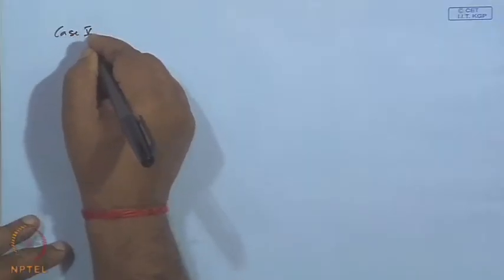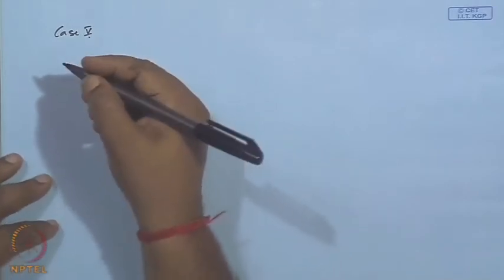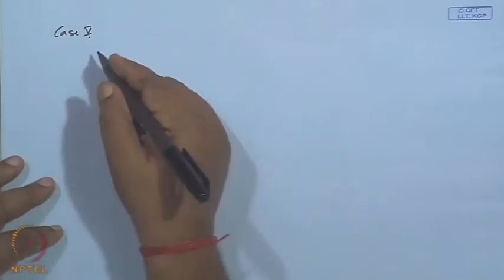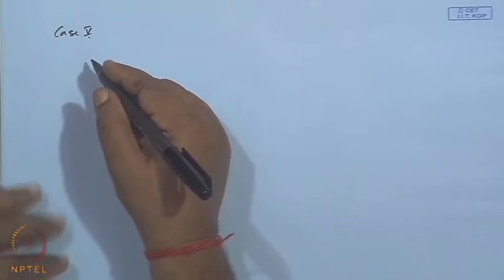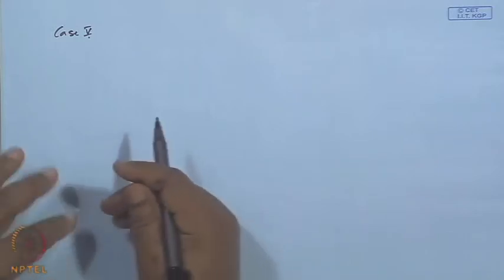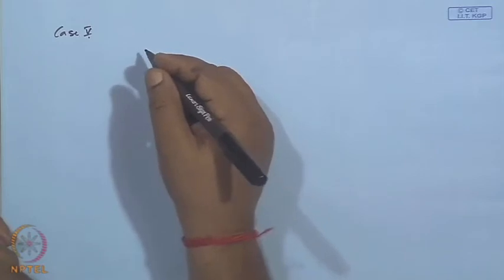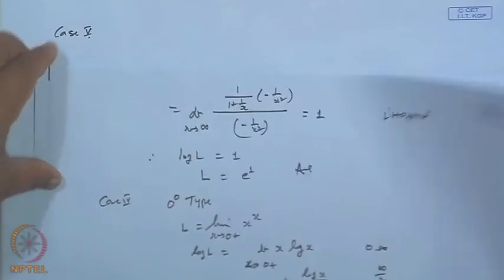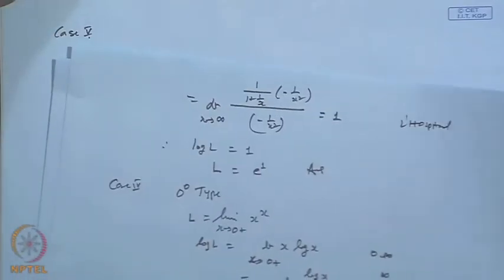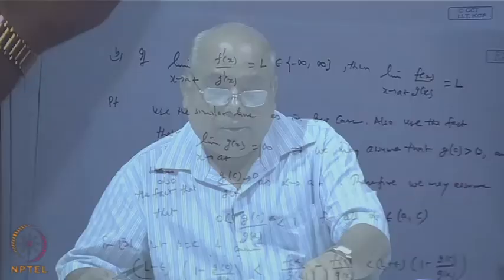Then another case, the fifth. What form is left now? Infinity minus infinity we have taken, and then another case is the limit as x tends to 0 of x log x, 0 into minus infinity, that we have already considered. So, I think these are all the forms we have discussed, is it not? So, let us see.